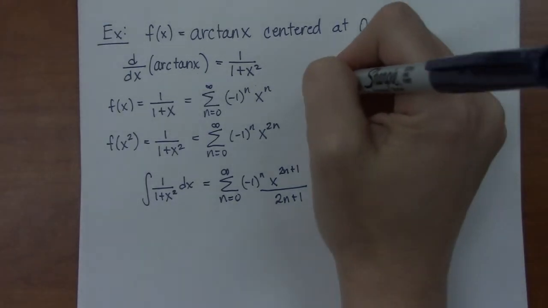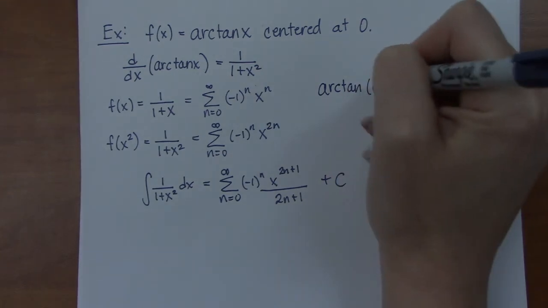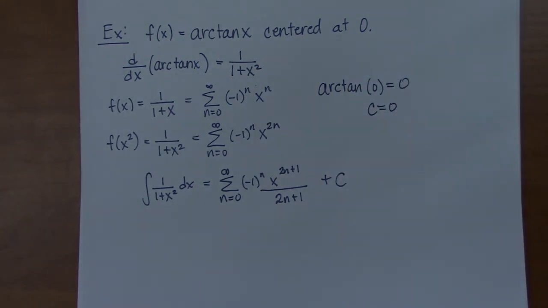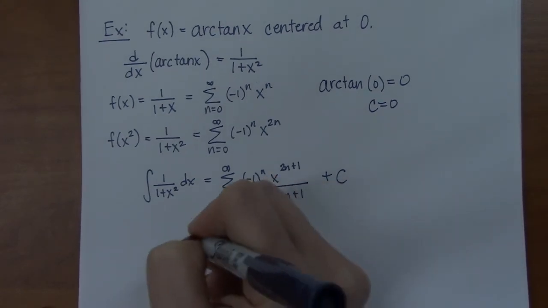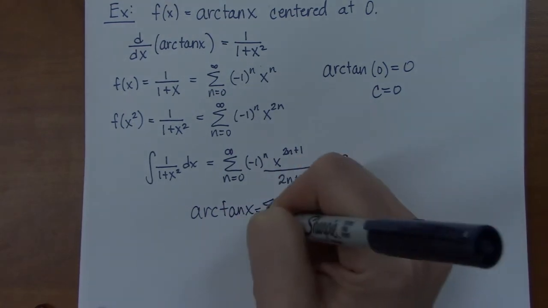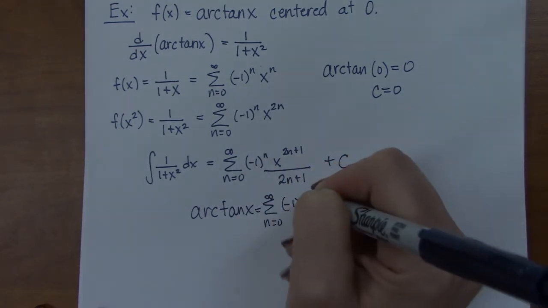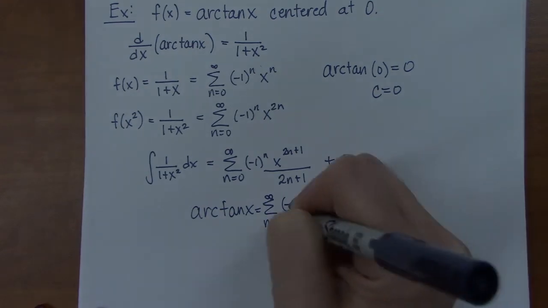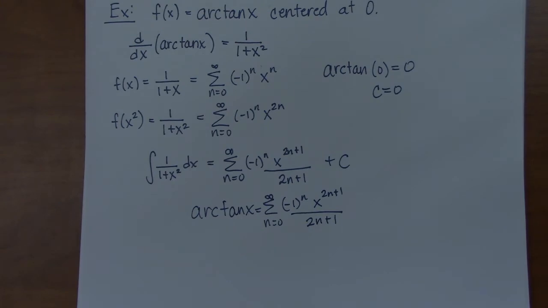So if you know that arctan of 0 equals 0, you'll see that c actually equals 0. So the series for arctan of x is in fact just this. So just like we said before, we could do this the other way. If you knew the series for arctan, you could take its derivative and come out with 1 over 1 plus x squared.